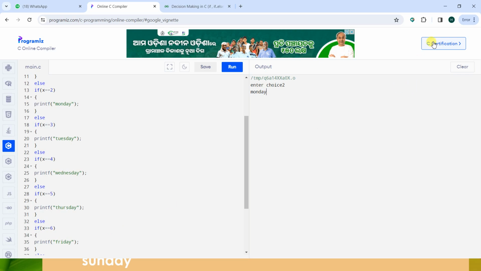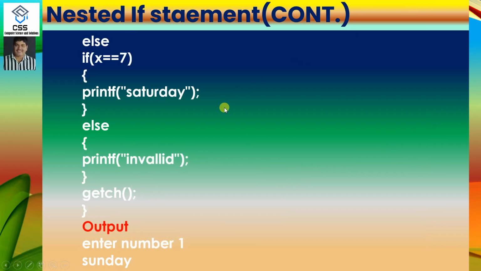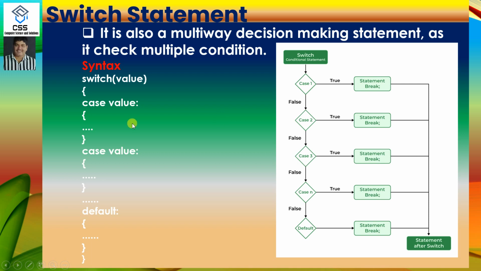Again we move to the next, that is the switch. Switch is also known as a multi-way decision making statement, as it checks multiple conditions like nested if, but the syntax is different. In switch a value is passed, and this value is checked against a number of cases. If the value is satisfied, this block will execute. If not, the next case will come. If none of the cases is satisfied, the last part will execute, that is default.